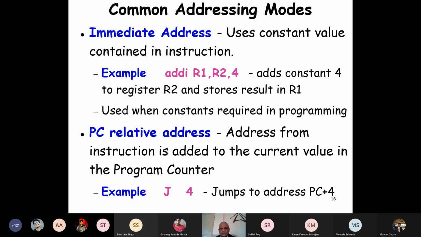The last type of addressing mode that we will discuss is the PC relative addressing. We say J4, jump to 4. What does it mean? It jumps relative to the current location of the program counter. So if the program counter value is 1000, it will start fetching the next instruction from 1004.